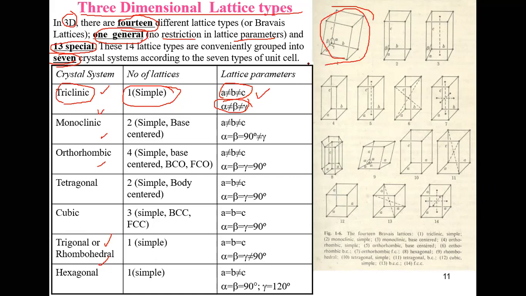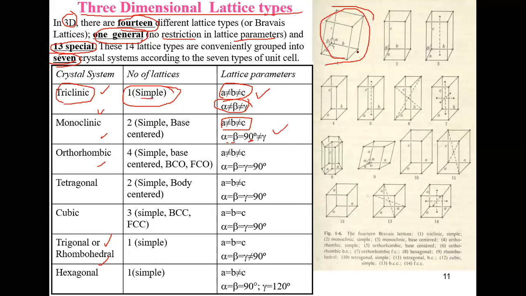And then monoclinic. In the monoclinic, the relationship between the primitives and lattice parameters is A is not equal to B is not equal to C, same as before. However, in this case, 2 angles are the same. Alpha equal to beta equal to 90 degrees, but gamma is not equal. And there are 2 types of space lattices available.